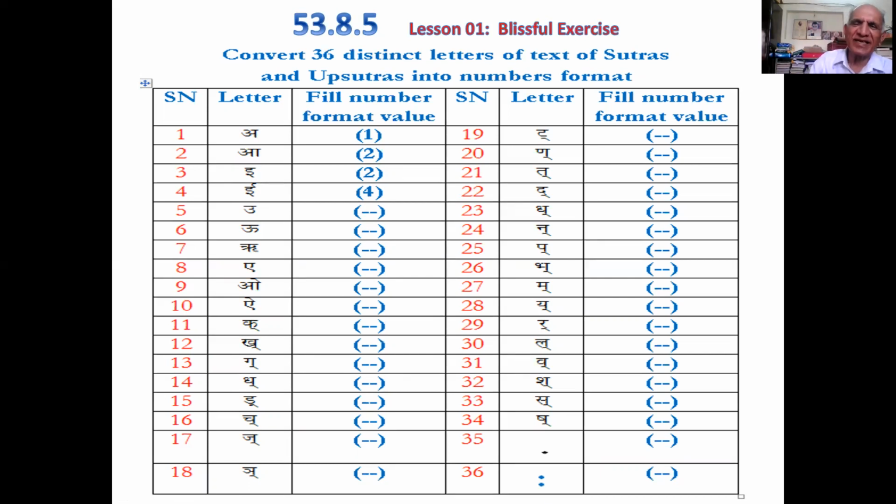It is an exercise. The number value, the placement value, the TC value of the letter say O, in bracket it is written 1. Then for elongated O, value is 2. For E, value is 2. And for elongated V, value 4. For others, these blanks are to be filled by us as a blissful exercise.